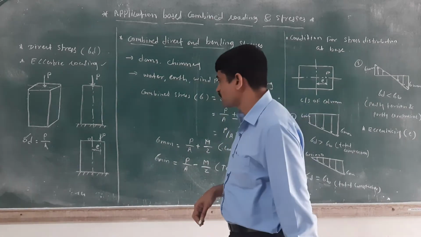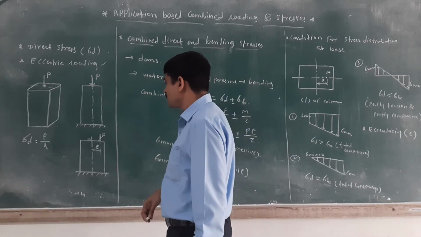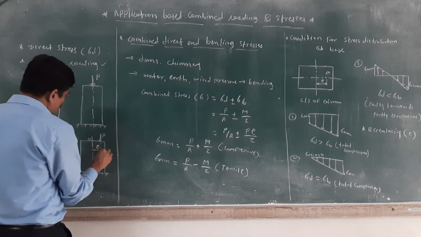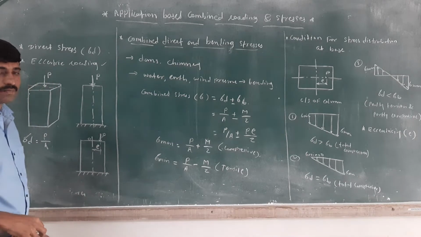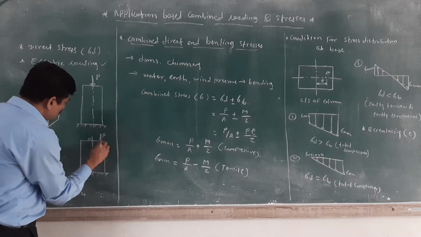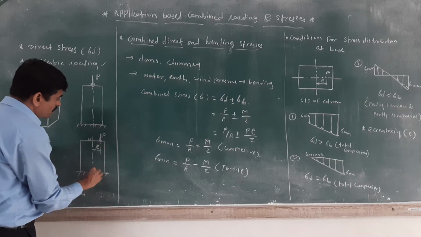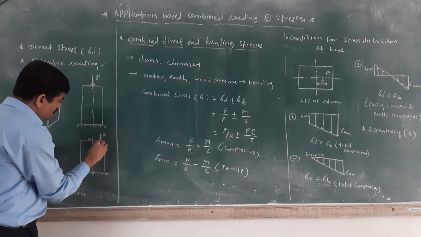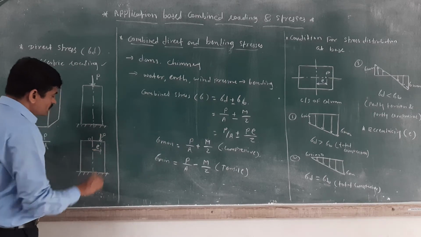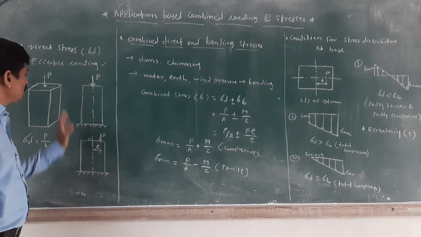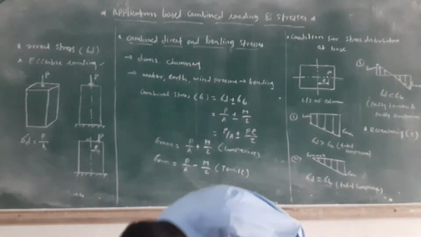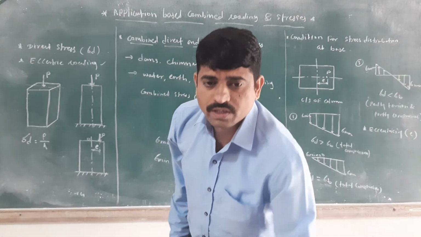If you want to calculate the eccentricity, how to calculate? It is the distance from the centroidal axis to the force P on the given column. This is known as eccentric loading. They do not coincide with the axis of the column. Sometimes here, sometimes here, this distance from the centroidal axis to the force P. Both concepts are clear: what is direct loading and what is eccentric loading.